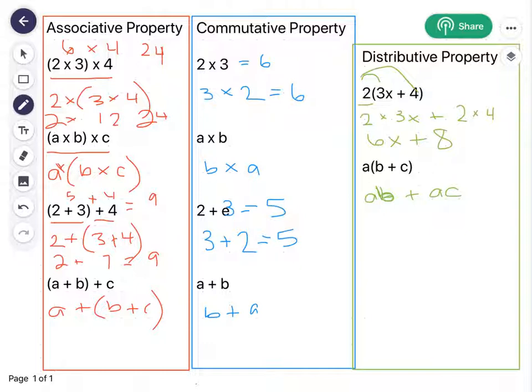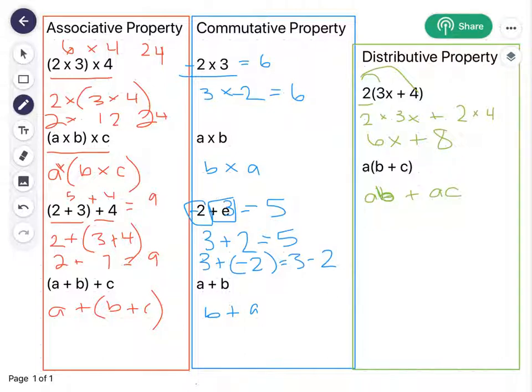Commutative means you can change the order of the numbers. So even if one of these was negative, let's make this -2 right here, we can still rewrite it. It would just be 3 times -2. Okay, and with adding, if the 2 is negative here, we would just need to make sure that the 3 is always positive and the 2 is always negative. So we can have 3 plus -2, or we could have 3 minus 2, which are also the same thing.